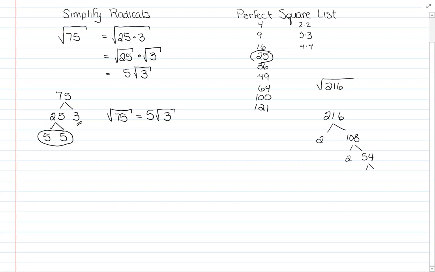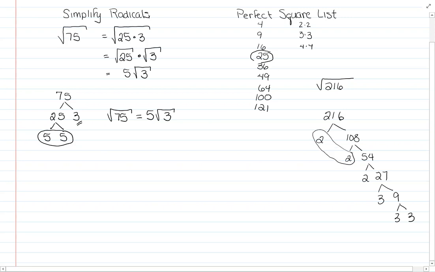And I can keep going. 54 is divisible by 2. All right, but now 27 isn't going to break down by 2 times something, because 27 is odd. So 3 times 9 is 27, and 9 is 3 times 3. So I have it broken down completely into its primes, and now I can go through and circle.